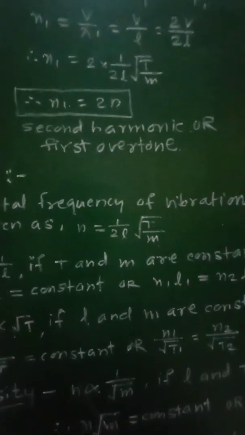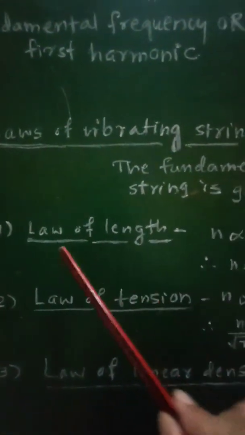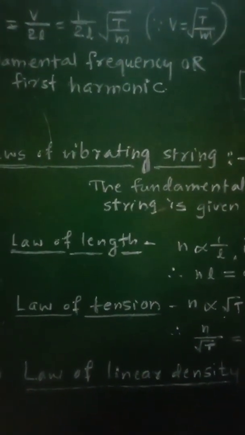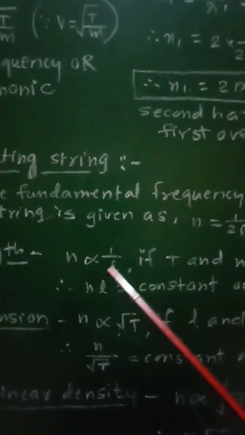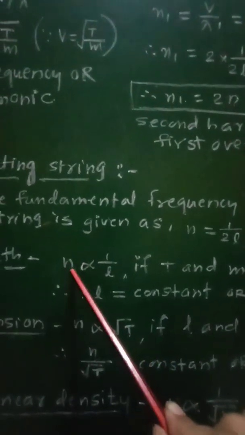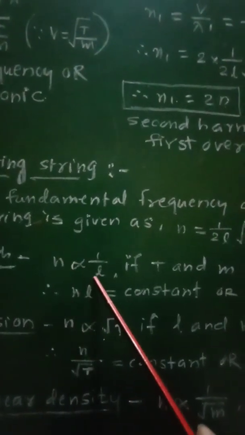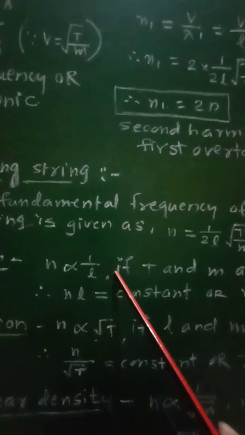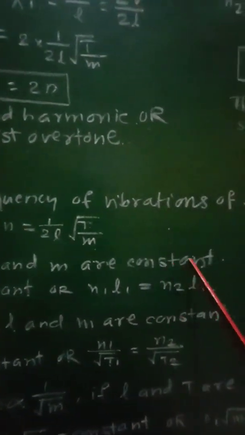So let us see these laws one by one. First law is law of length. In this case, L will be variable and T and M will be kept constant, and therefore this law will be stated as: the fundamental frequency of vibrating string is inversely proportional to vibrating length if tension in the string and mass per unit length of the string are constant.